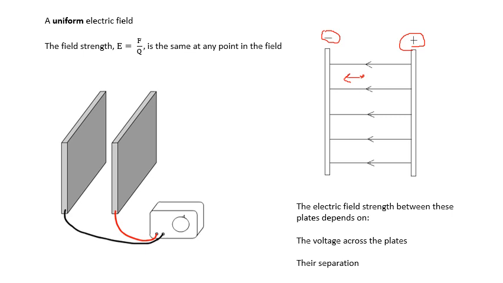What does the electric field strength depend on? Well, it will depend on two things. It'll depend on the voltage across the plates. If I turn up the voltage, then the field will get stronger. And it will depend on the separation, how far apart they are. So if they're separated by a distance d, then if I make d smaller, then the field gets stronger.